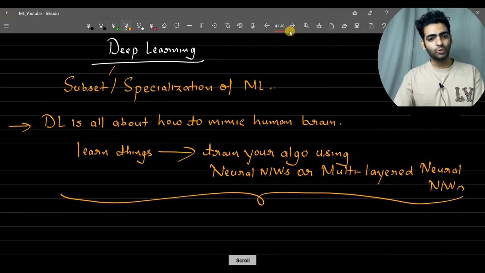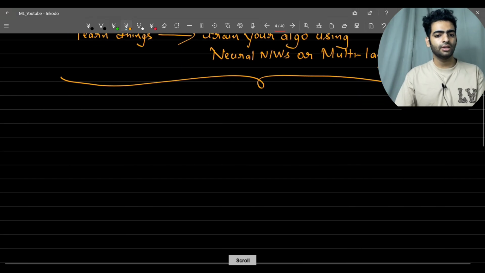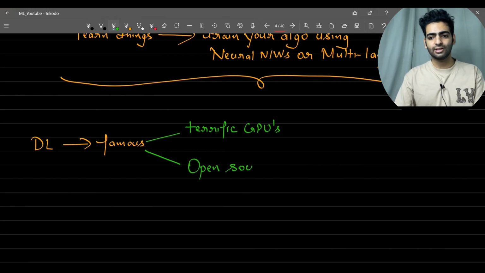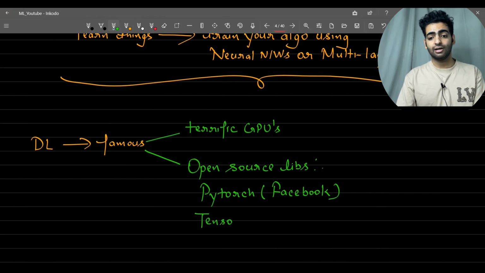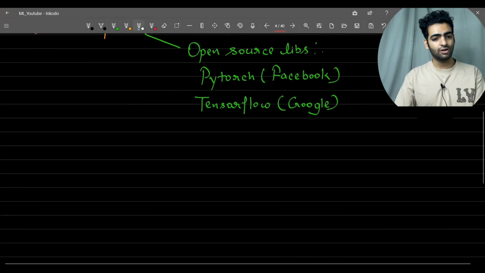Let's try to understand using a very basic example in your day-to-day life. Deep learning actually became famous because of two reasons. Nowadays we have some terrific GPUs, and of course we have some open source libraries, like PyTorch from Facebook, and when it comes to Google, we have TensorFlow, which is built by the Google developers. All these packages can implement deep learning algorithms.